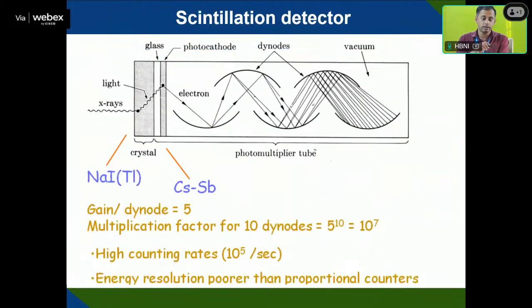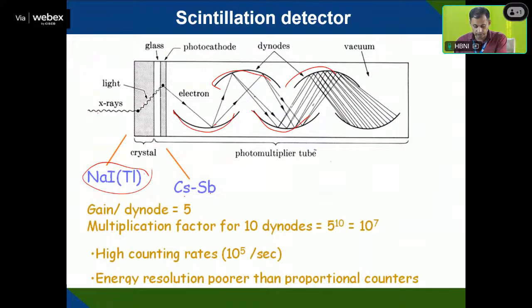In another way, if you see the scintillator detector, you have a sodium iodide thallium crystal here. When the X-ray falls on this, it produces light or electrons, and those electrons pass through the different dynodes. You can see these are the dynodes, and each one has the capability of multiplying the electrons, so you get a photomultiplier tube that uses sodium iodide thallium and a cesium antimony metal. When the X-rays fall on the sodium iodide, some light signal is produced, and then it is amplified in this way.